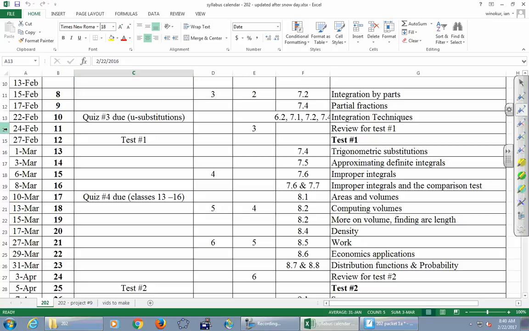Okay, welcome back. Happy Wednesday. Today we're going to cover just kind of a summary of our integration techniques. So in theory, nothing new today, but just what to look for as you are thinking about applying all of our different integration techniques.